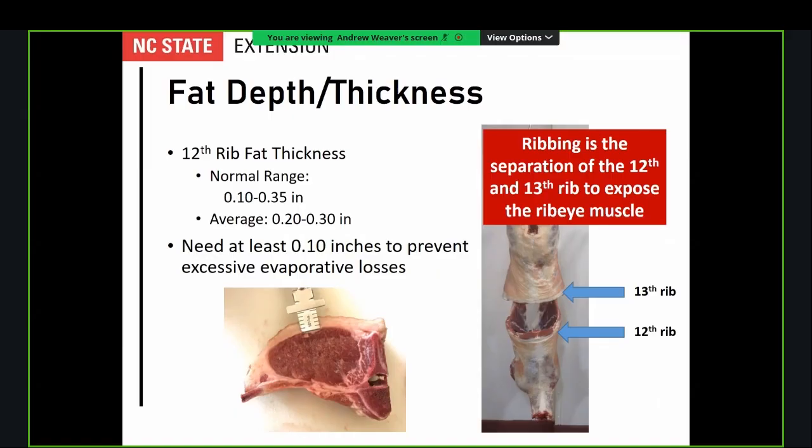The normal range here, we want at least 1/10 of an inch of back fat, up to 0.35, and there's a reason for that 0.35 number. We want to try to not exceed that. When we get above that number, we're in that yield grade 4 range, which is generally undesirable. When we talk to buyers that are working in the more traditional lamb industry, they're seeking carcasses that are somewhere in that 0.2 of an inch range.